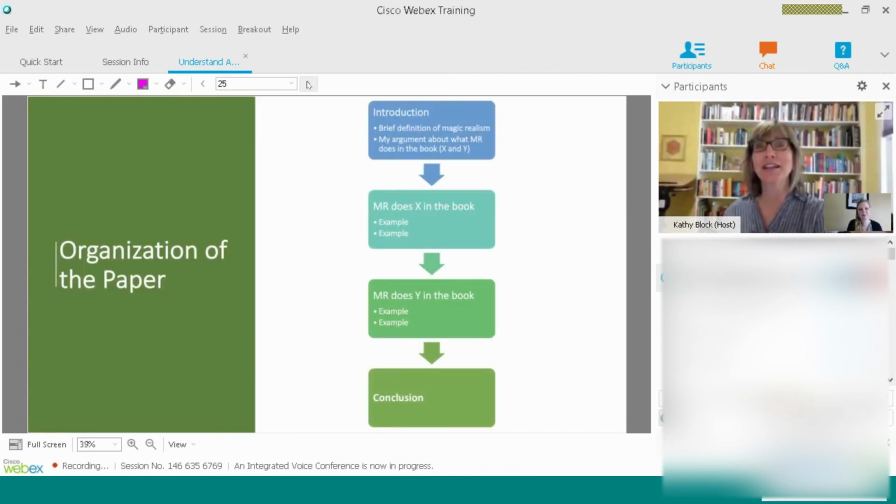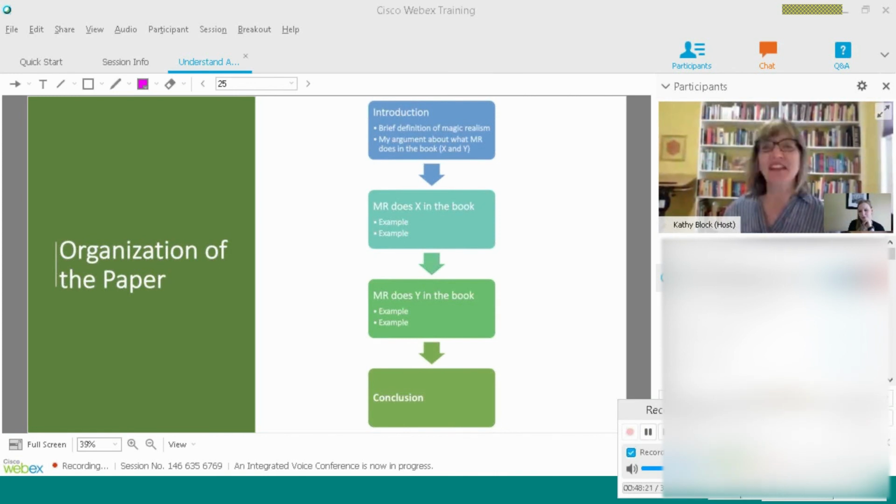Well, what else can we do with the assignment guidelines? This one we can actually even turn into the organization of a paper. When I pull out examples of how magic realism works in a book, I might find that it serves two purposes. If that's the case, I would think about organizing my paper like this.